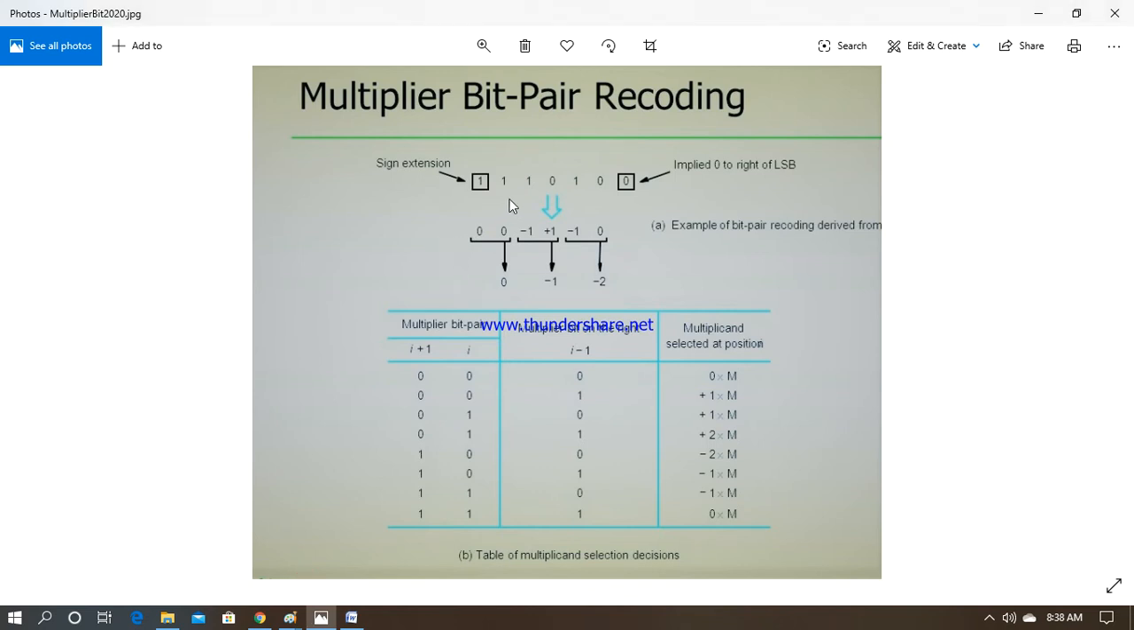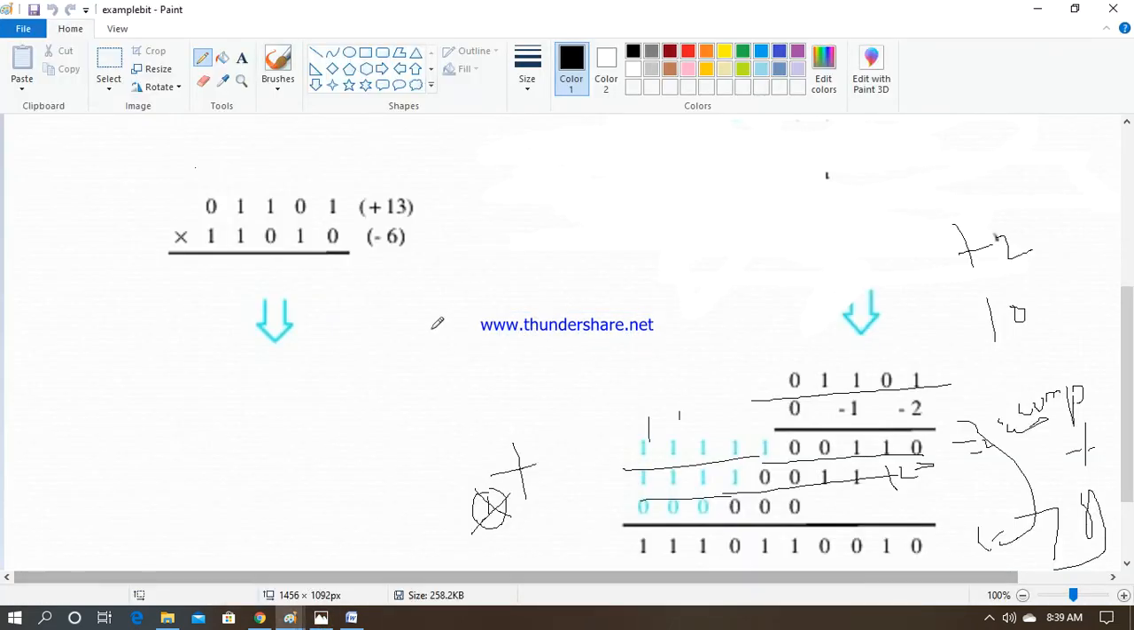Just now I told you, minus 6's equivalent value is 110. So you can write 0 on the right side and 1 on the left side. So you can predict the values, saying the same value is coming. So 11010, and you'll get the answer of minus 2, minus 1, 0.